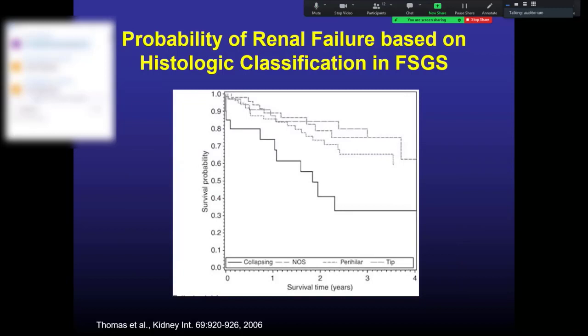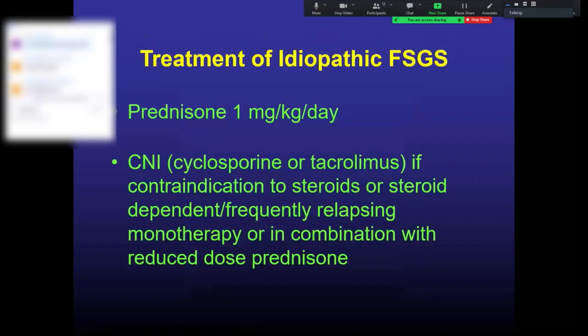So the probability of renal failure is mostly dependent on the histologic classification. In the setting of collapsing, so this is collapsing right here, the solid line you can see has the worst prognosis. Tip, which is this kind of bigger dotted line, does the best. NOS is right there beside that, and perihilar. So really collapsing is the most aggressive form and worst prognosis for our patients.